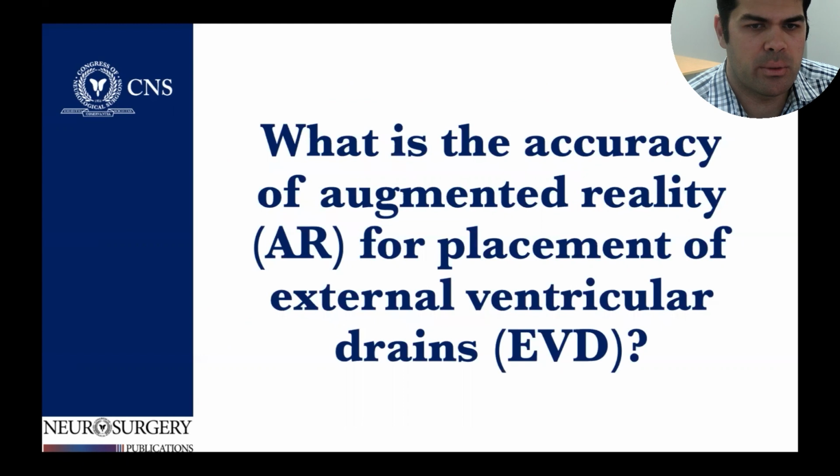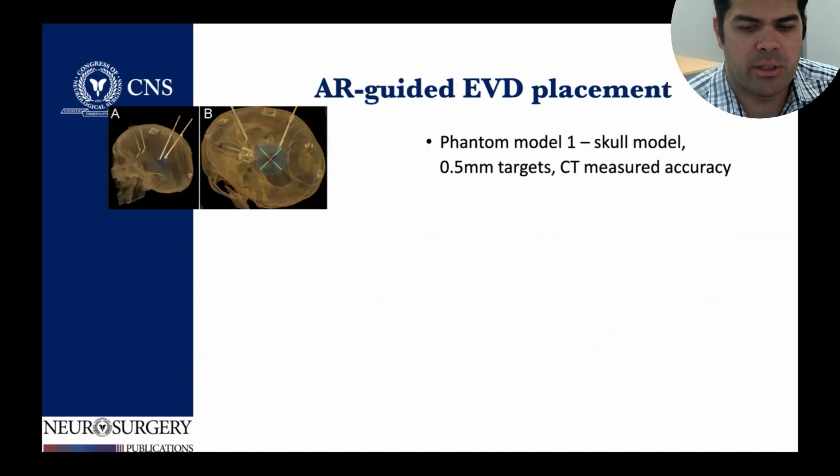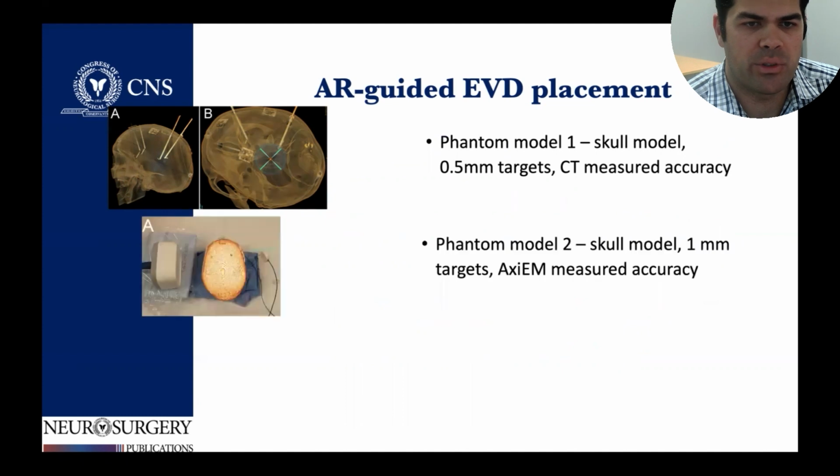We sought to ask the question, what's the accuracy of augmented reality for placement of external ventricular drains, especially with this system that very much can be used in a clinical way. So we sought to explore the system using three different modalities. We first used a phantom model and used 0.5 millimeter targets and performed CT measurements before and after needles were placed into these phantoms. And this provided the best accuracy for how well the system performed.